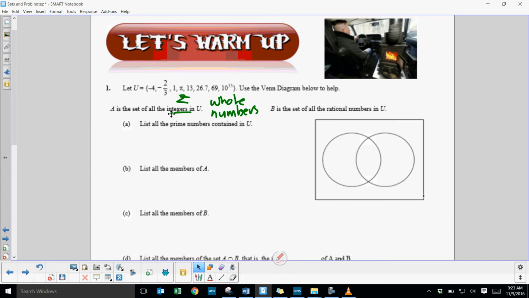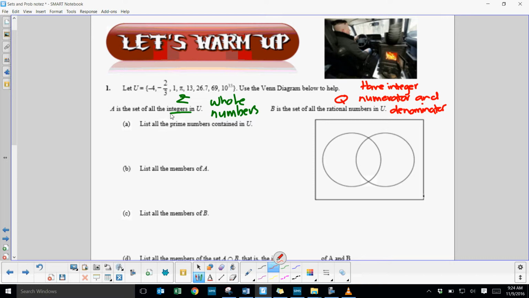B is the set of all rational numbers in U. So remember, rational numbers are Q. They can be expressed as a fraction with integer numerator and denominator. It's a bit hard to write that all in there, so I'll just put a quick summary.